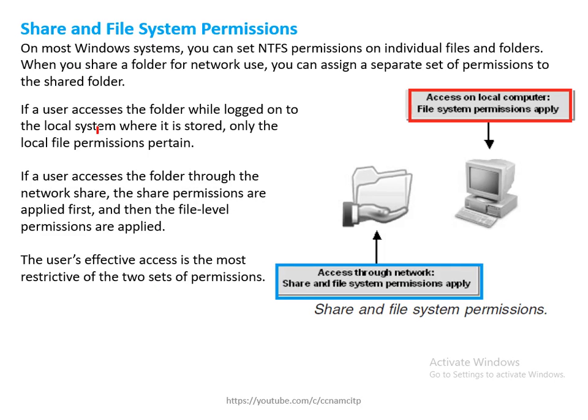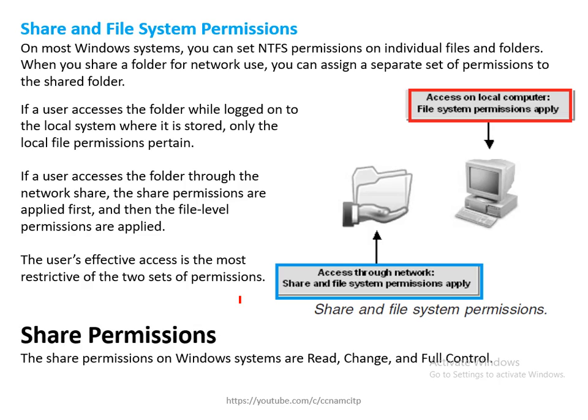So if a user accesses the folder while logged on to the local system where it is stored, only the local file permission pertains. Now if a user accesses the folder through the network share, the share permissions are applied first, and then file level permissions are applied. So first of all network, then share permission, then file level permissions are applied. The user's effective access is the most restrictive of the two sets of permissions.